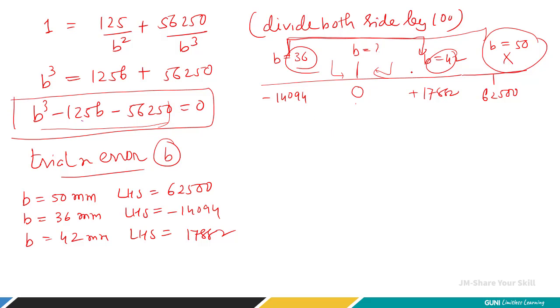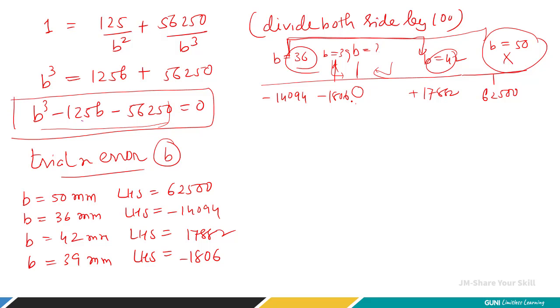Okay, so the average of these two, you can say it is 39. Okay, so let me take b equal to 39 and let me find the left hand side. So always by taking the average closer to 0, you will end up with the right value. This is called the trial and error method. Put the value of 39. The solution is minus 1806. Okay. So you can say for b equal to 39, I am getting minus 1806.